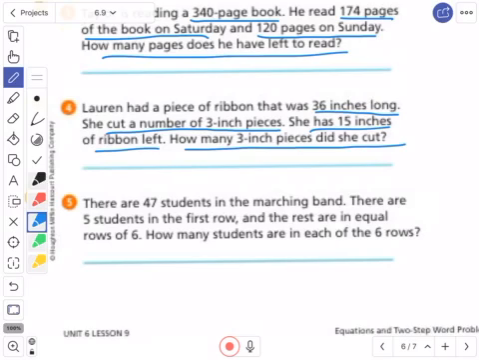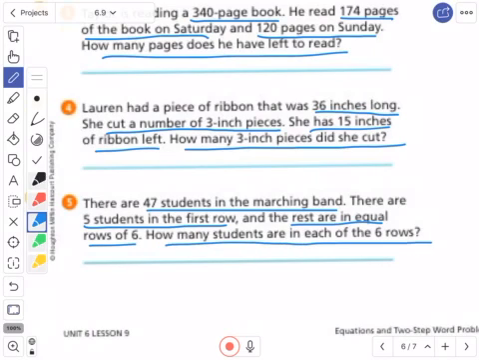Number 5: there are 47 students in the marching band. There are 5 students in the first row, and the rest are in equal rows of 6. How many students are in each of the 6 rows? Okay, we're going to stop there.